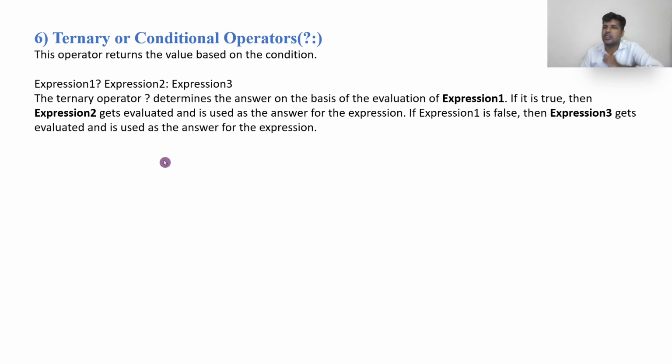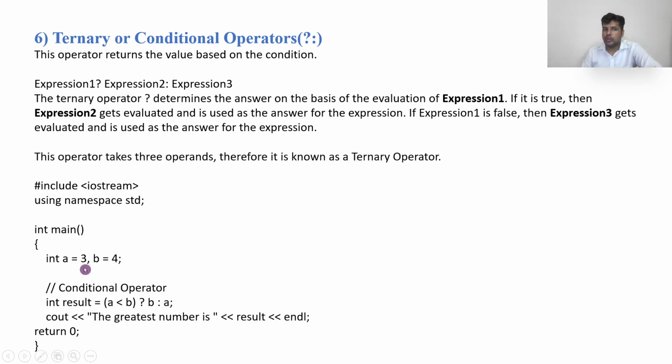So now what is this ternary or conditional operator? It will check expression 1. If expression 1 is true, it will execute expression 2, otherwise it will execute expression 3. If expression 1 is false, then expression 3 will execute. That is just like an if condition, right? For example, I take a small program.